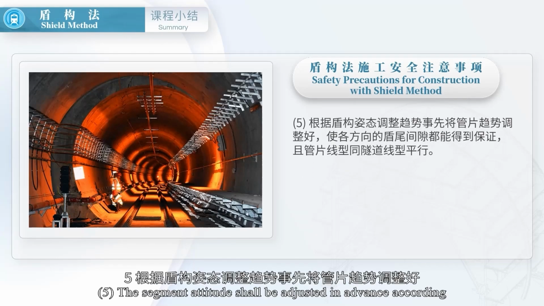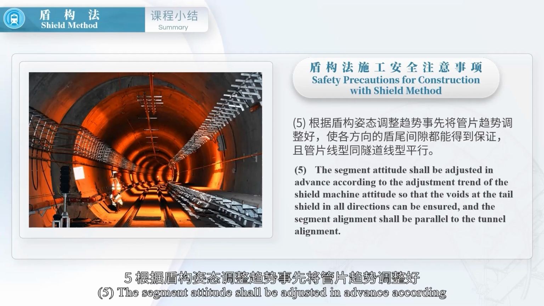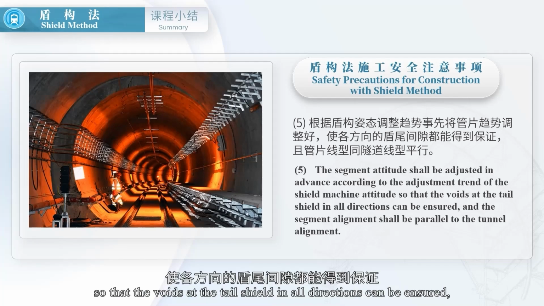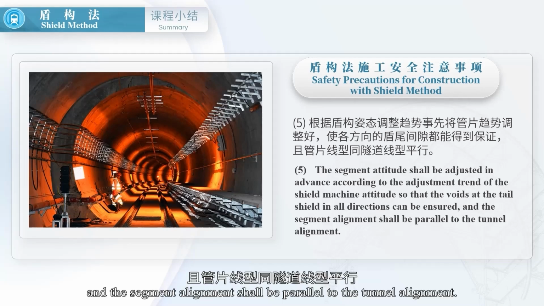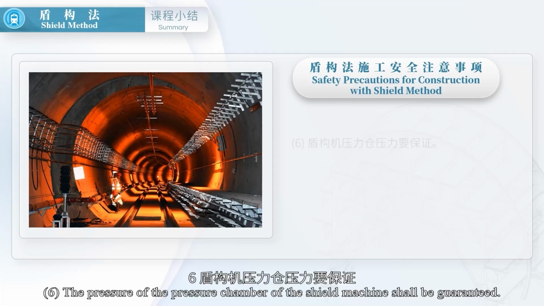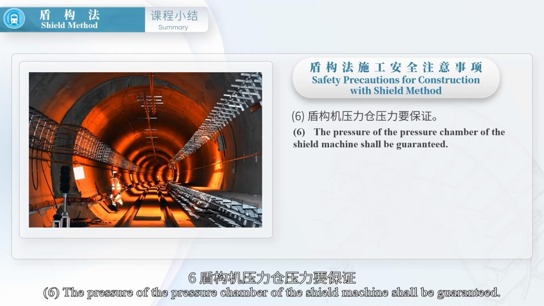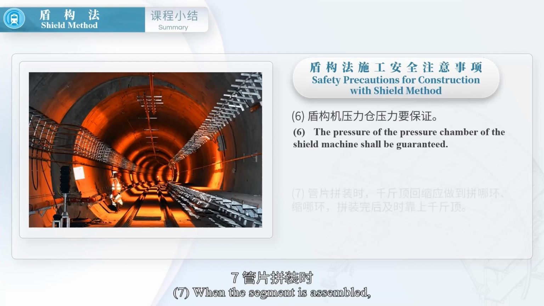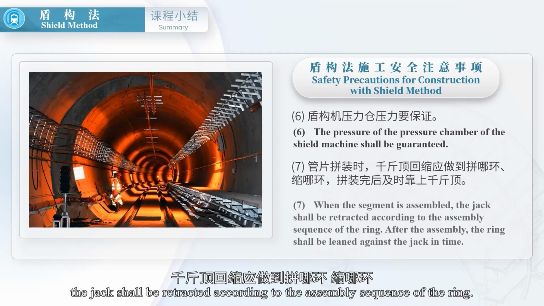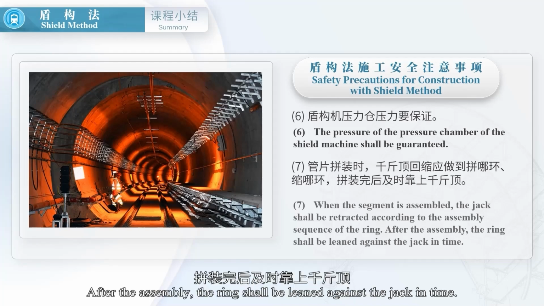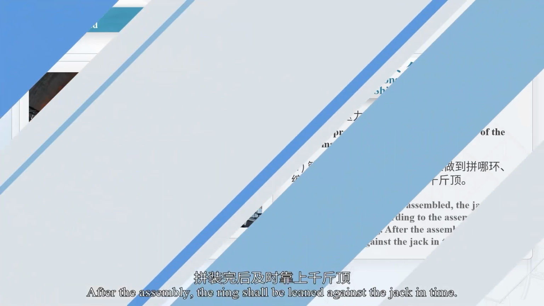5. The segment attitude shall be adjusted in advance according to the adjustment trend of the TBM attitude, so that the voids at the tail shield in all directions can be ensured. And the segment alignment shall be parallel to the tunnel alignment. 6. The pressure of the pressure chamber of the TBM shall be guaranteed. 7. When the segment is assembled, the jack shall be retracted according to the assembly sequence of the ring. After the assembly, the ring shall be leaned against the jack in time.